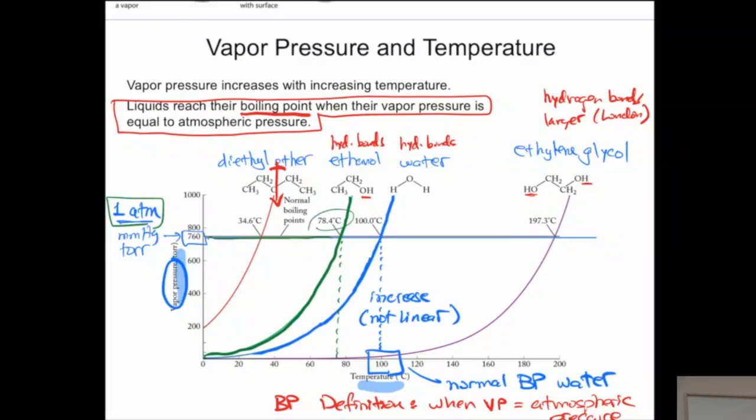So that's the normal boiling point for ethanol. It's the temperature at which ethanol boils, because its vapor pressure is now equal to the pressure above it.